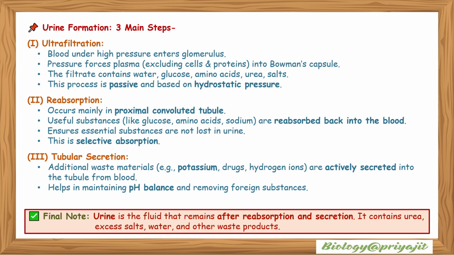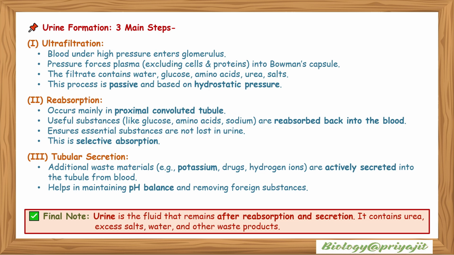The second one is reabsorption, which occurs mainly in the proximal convoluted tubule. Useful substances like glucose, amino acids and sodium are reabsorbed back into the blood. It ensures the essential substances are not lost in urine. This is selective absorption.